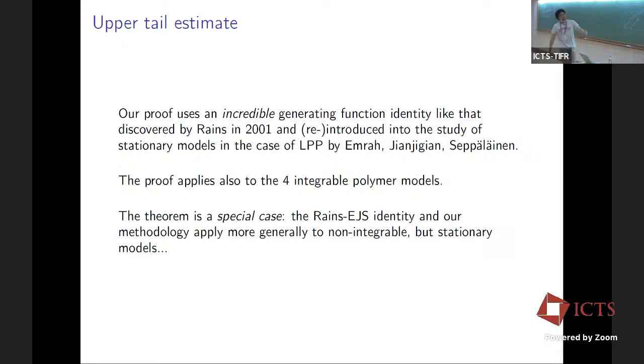So here's again what I said. The proof uses this identity by Rains, or the O'Connell-Yor version of this identity by Rains, and importantly, this simplified proof by Emrah, Janjigian, and Sepalainen. And the proof I'm going to give you also applies to the 4 integrable polymer models with a tiny modification. And this theorem is actually a special case. We'll see that this theorem is a special case of a more general theorem about KPZ behavior or fluctuations for interacting diffusions that include the O'Connell-Yor case, but that are not restricted to it, and that include many models that are actually not integrable. The only thing we know about these models is we're able to compute the stationary measure.